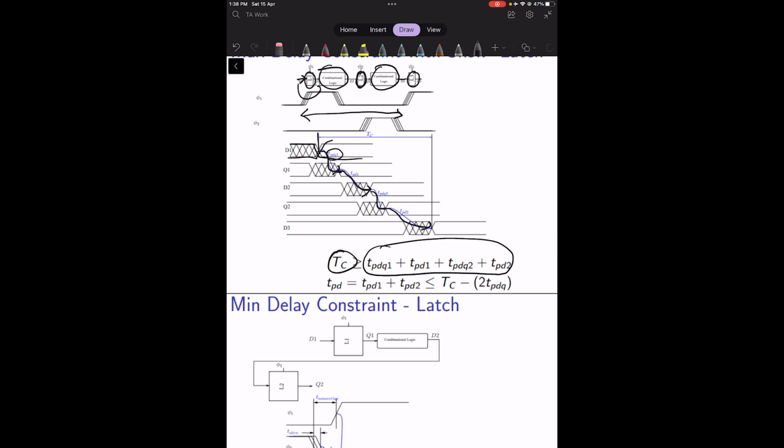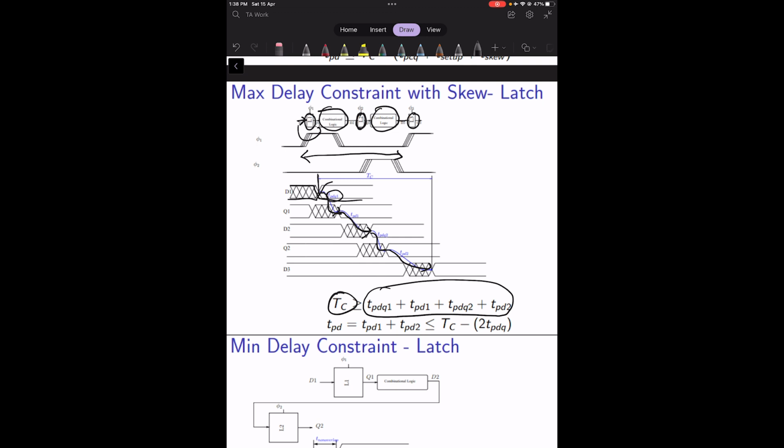Now to calculate TPD, the idea is TPD is nothing but the sum of the two combinational blocks, right? Because had it been a flip-flop based system, both these combinational blocks would have just been a single block, with one flip-flop in the beginning and one flip-flop in the end. But here we have divided the combinational logic into two blocks and placed one here and one here, and that's why we say TPD is TPD1 plus TPD2. This is less than or equal to TC minus 2 times TPDQ, which is basically the delay of this guy and this guy, right? That's how you obtain the constraints for TPD in a latch based system.